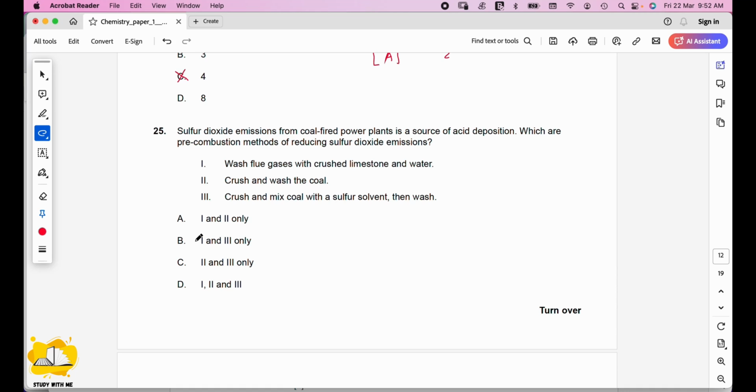Okay, sulfur dioxide emission from coal-fired power plants is a source of acid deposition. Which are pre-combustion methods of reducing sulfur dioxide emissions? Alright, so this is the concept that you need to know. Number 2 and number 3 are the pre-combustion methods, and the first one is the post-combustion method. So the answer will be C.